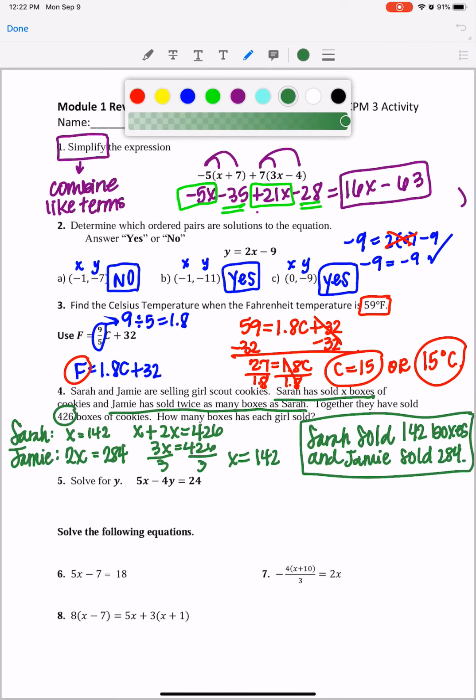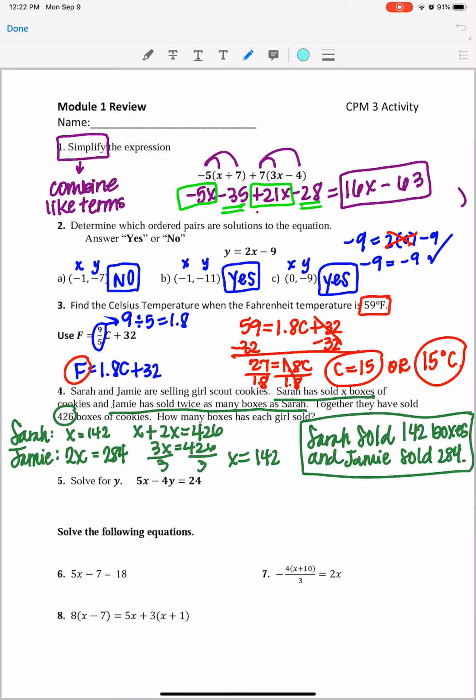Number 5, we need to solve for y. So, when I solve for y, I need to get this y right here all by itself. So, that means I need to move this whole term over here first and then get rid of this 4. So to move this whole term over here, the opposite of a positive 5x is a negative 5x, so we're going to subtract it over. So I get negative 4y equals, these are not like terms, so set them side by side. So we get 24 minus 5x.